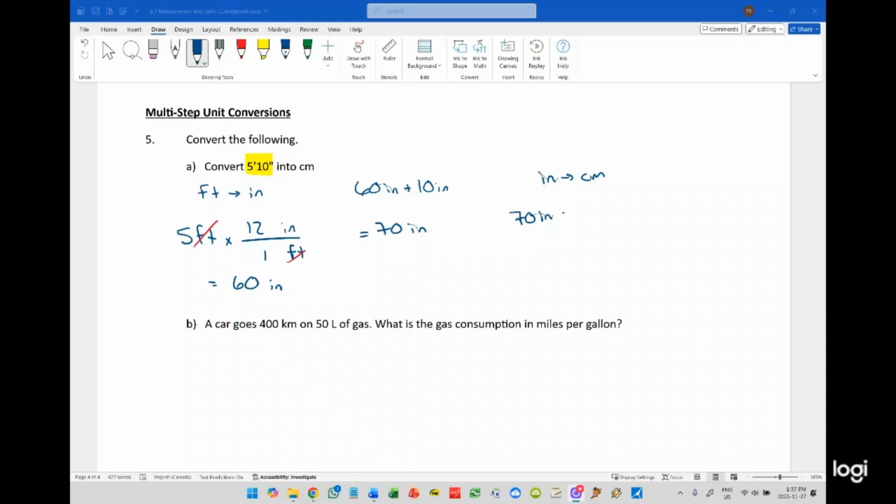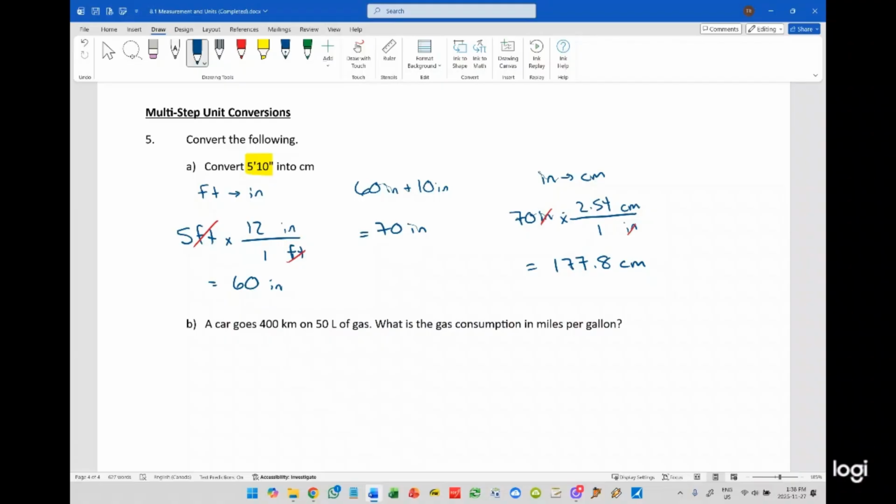We do 70 inches multiply by one fraction line, inches on the bottom, centimeters on the top. And we know that 1 inch is 2.54 centimeters. Cancel out the units that appear top and bottom. Multiply 70 times 2.54 and we get 177.8 centimeters. Okay, that sounds about right.